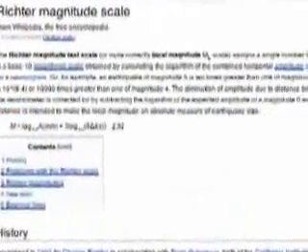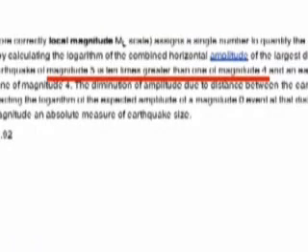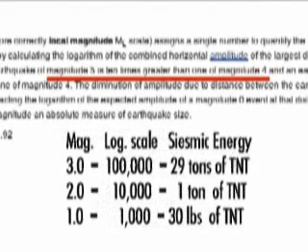A single-digit increase in the Richter scale magnitude represents a logarithmic increase of a factor of 10 and a seismic energy increase of roughly 30 times. For example, 1.0 would require 30 pounds of TNT, 2.0 would require 1 ton of TNT, and 3.0 would require 29 tons of TNT to produce the necessary seismic energy.